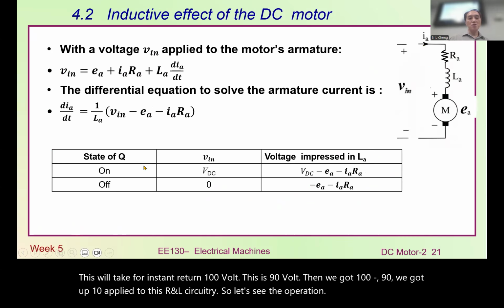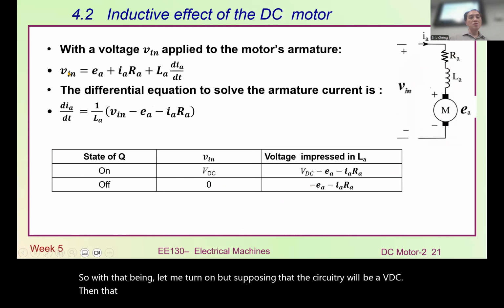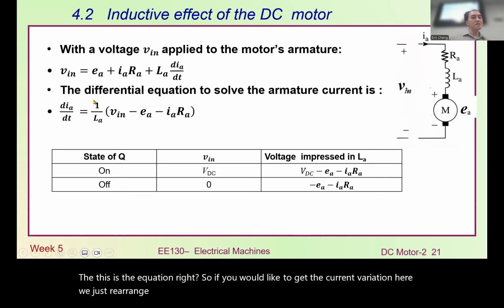That means when we turn on, supposing that the circuitry will be a VDC, then this is the equation, right? If we would like to get the current variation here, we just rearrange the equation, and it becomes V minus EA minus I RA, divided by the inductor. That's typical, that's straightforward.